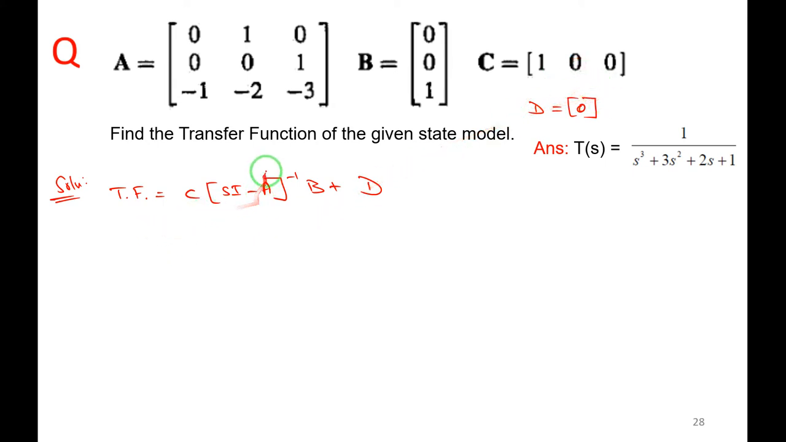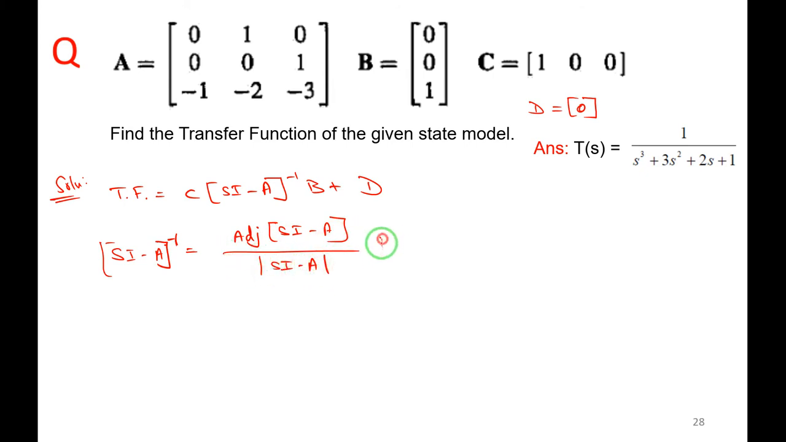Okay. Fine. First we will do this (sI minus A) whole inverse separately, right? (sI minus A) whole inverse is nothing but the adjoint of the matrix sI minus A divided by the determinant of the matrix sI minus A. Right? So first we will find out sI minus A.